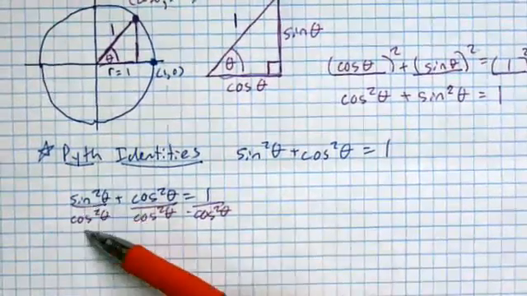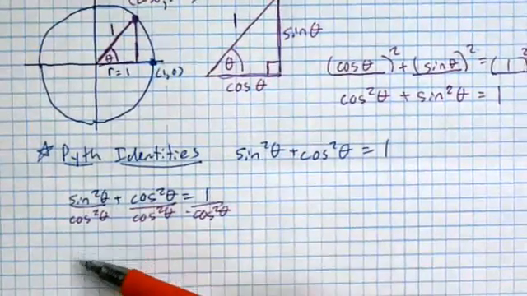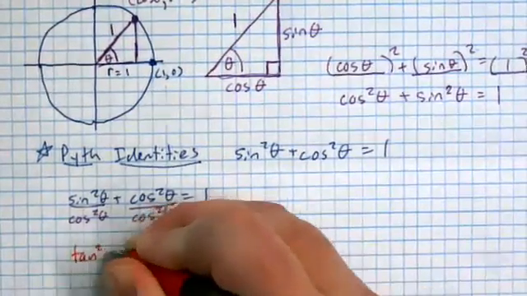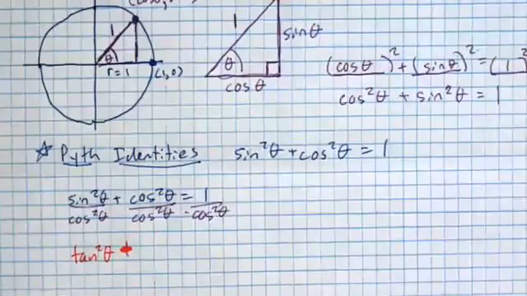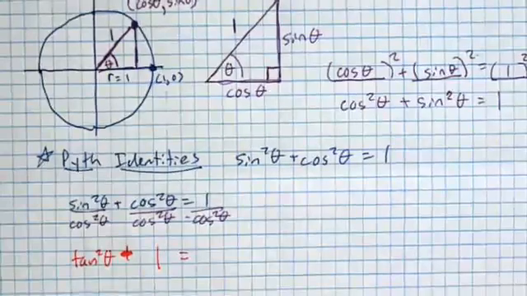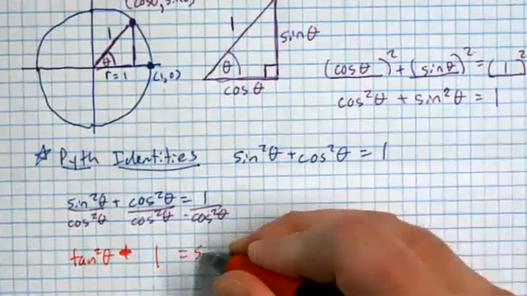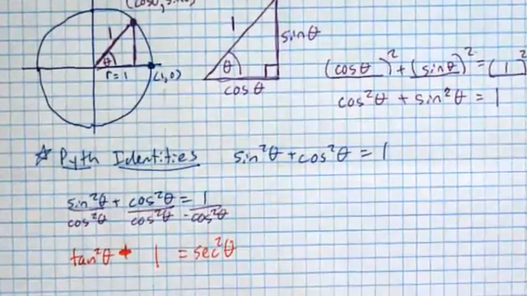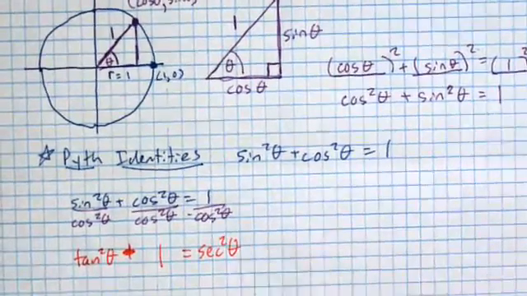What is sine squared over cosine squared? What's sine over cosine again? Sine over cosine is tangent. So sine squared over cosine squared is tangent squared, right? Oops, that's a plus, not an equals. What's cosine squared over cosine squared? That's 1. What's 1 over cosine squared? That's the reciprocal of cosine squared. That is secant squared. And there's the second one, tangent squared plus 1 equals secant squared. So as long as I start from this, I can get to the second one.